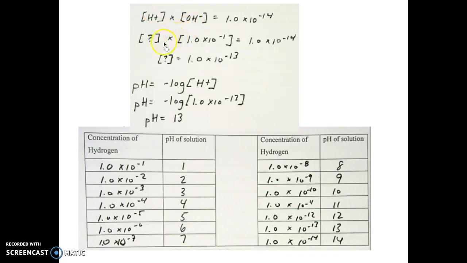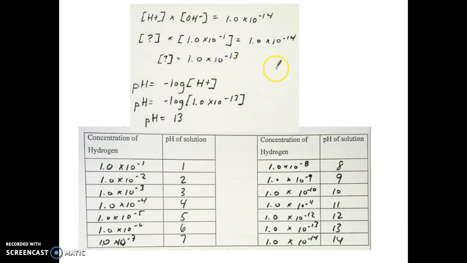So here's an example that I put. I said, question mark, being the variable, multiplied by the concentration of hydroxide. If I said the concentration was 1.0 times 10 to the negative first, the constant answer or product is always 1.0 times 10 to the negative 14th. So algebraically, to solve for this, we're going to isolate the variable by dividing both sides by 1.0 times 10 to the negative first. So this would be 1.0 times 10 to the negative 14th divided by 1.0 times 10 to the negative first. And that answer is 1.0 times 10 to the negative 13th.